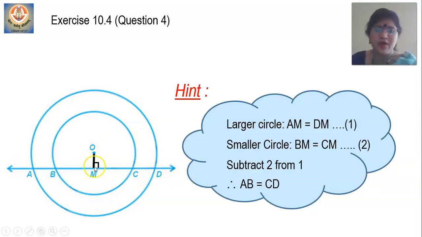Construction, you have to draw OM perpendicular to AD. And here they have asked you to prove AB is congruent to CD. This is what you need to prove. I have not put the question here. It is from 10.4, question number 4. The question says, given this figure, prove AB congruent to CD. So the hint is given here.